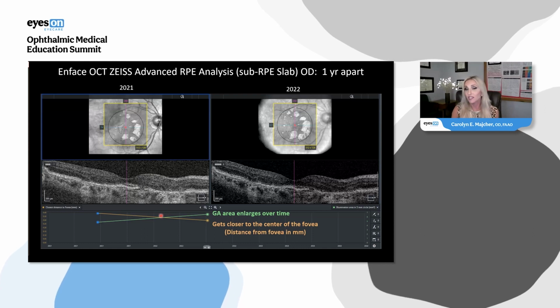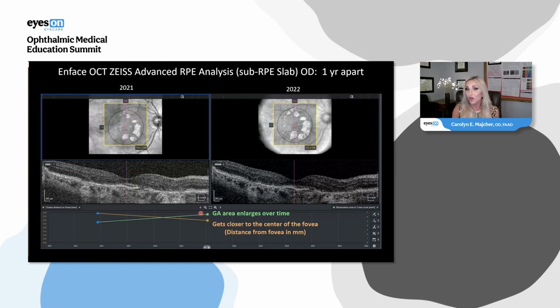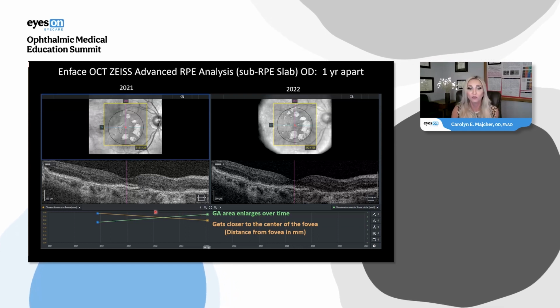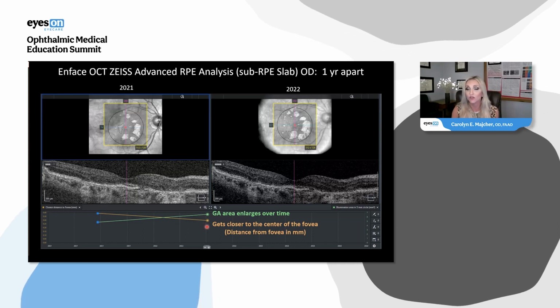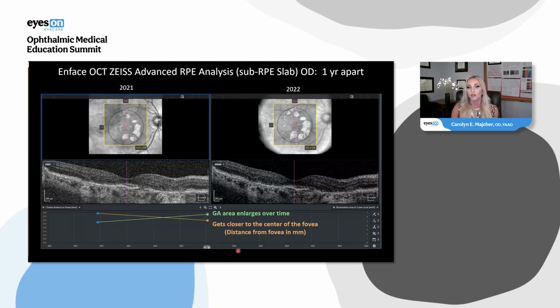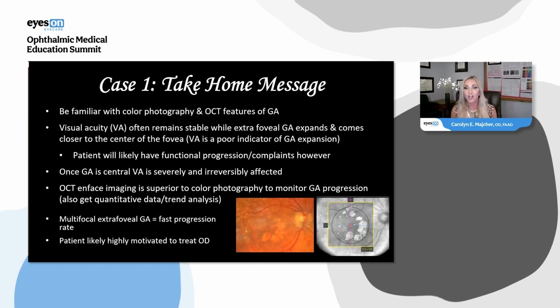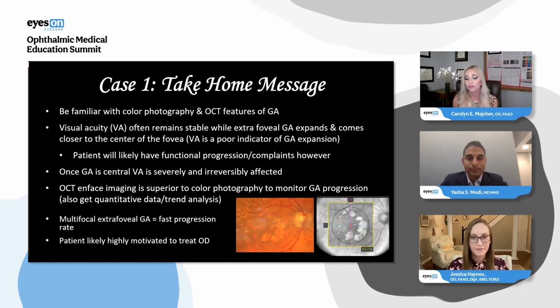And so this quantitative data tells us, yes, there has been a trend in geographic atrophy enlargement over time. There's also a trend with the orange line here that it has been getting closer and closer to the center of the fovea and threatening that good vision, right? So, I'd love to open this up for discussion now and ask, particularly Yasha, is this a patient that you would treat, and which eye would you treat, or would you treat both?